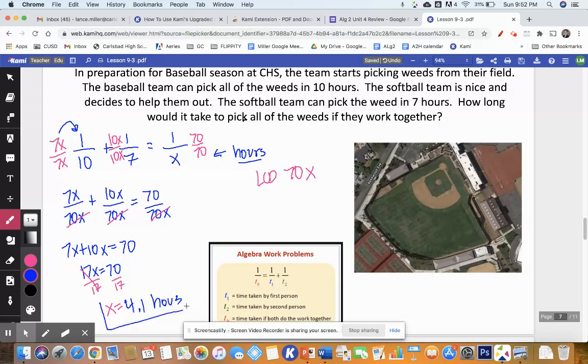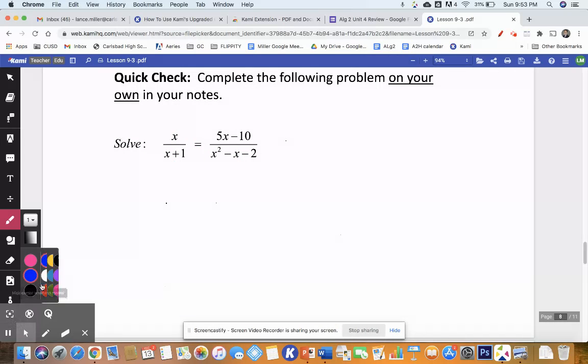hours if they work together, all right? Take a look, that makes sense, right? 10 hours, 7 hours, 4 hours together. Yeah, makes sense to me. All right, before you leave, let's try one on your own. So go ahead and solve this equation right here.